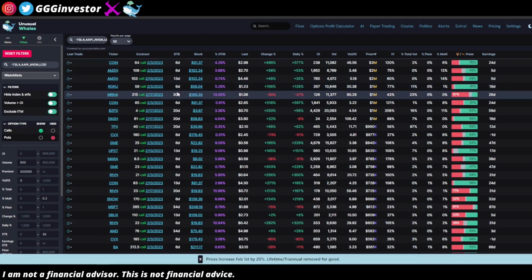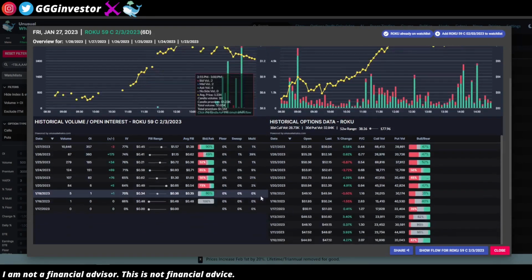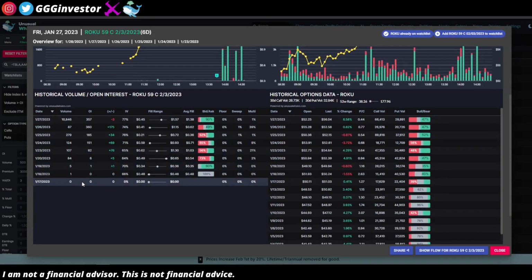So since I like that chain, what we're going to do next is click on this date here, and that's going to bring us to this order history of open interest from previous days. And you just kind of want to look at the history and see that the open interest increases for it, and then also relate that to the volume throughout the days.